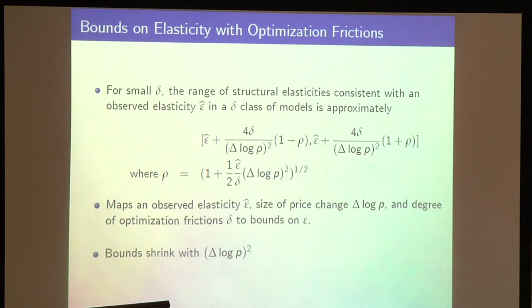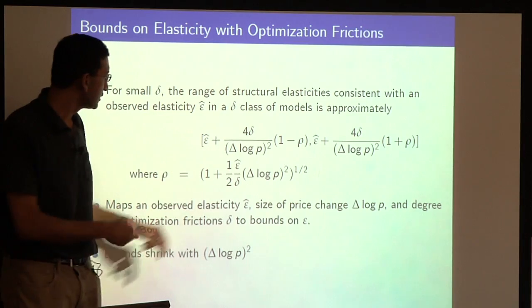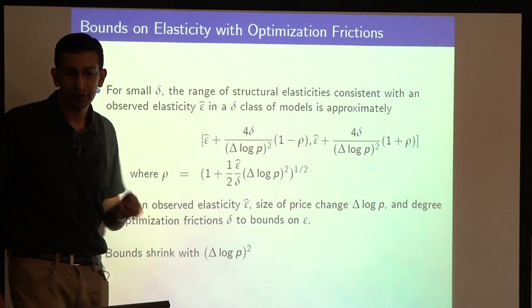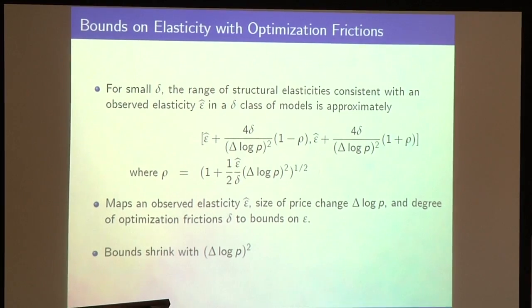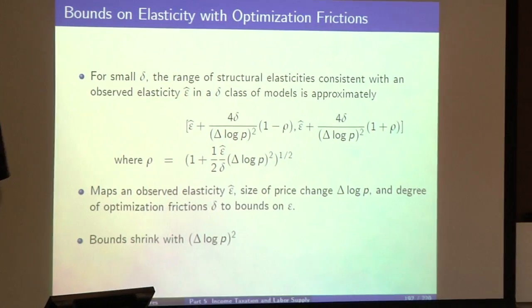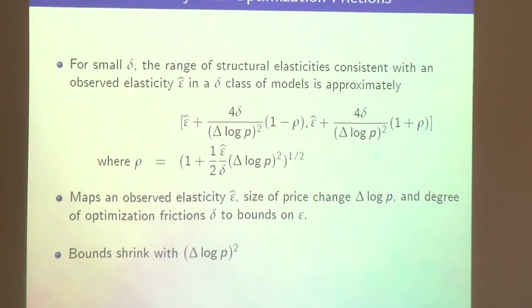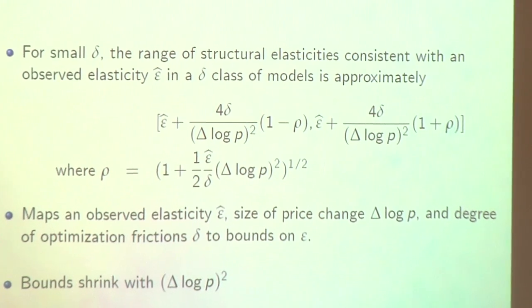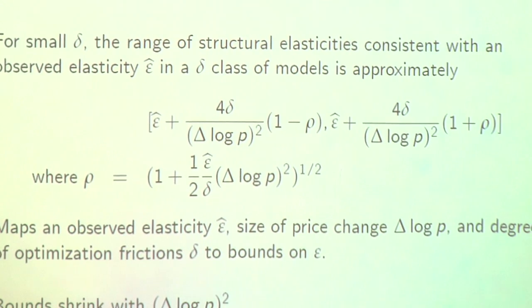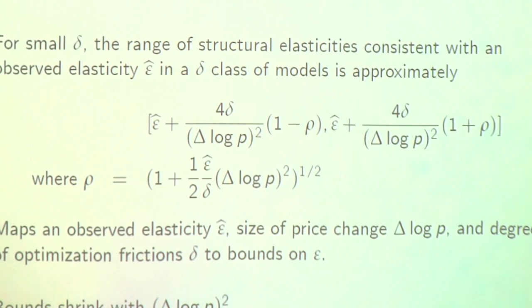One key feature of these bounds, which you can see here, is that you have a delta log p squared in the denominator. So the bounds are shrinking at a quadratic rate with the size of the price change. That turns out to be really important, as we will see in the application to labor supply. But what it means qualitatively is that bigger price changes contain a lot more information about what the structural elasticity is than small price changes.